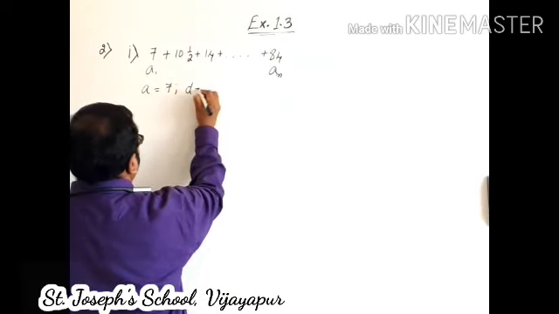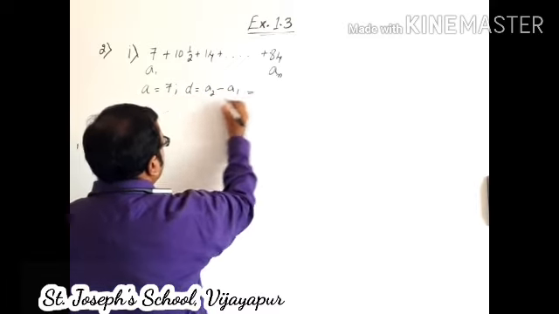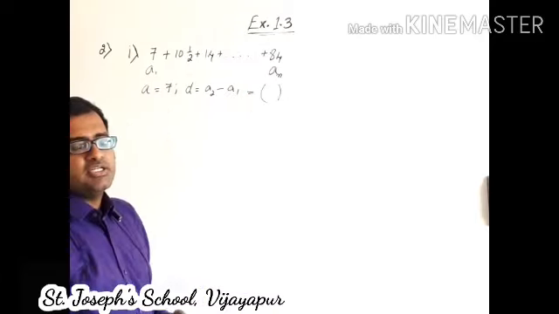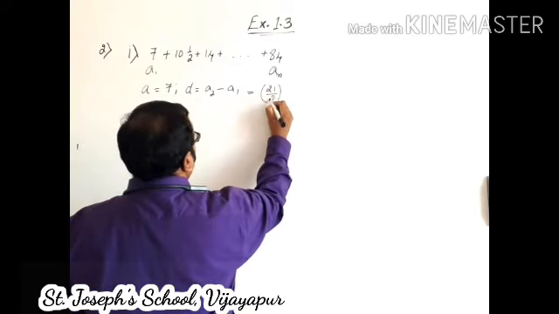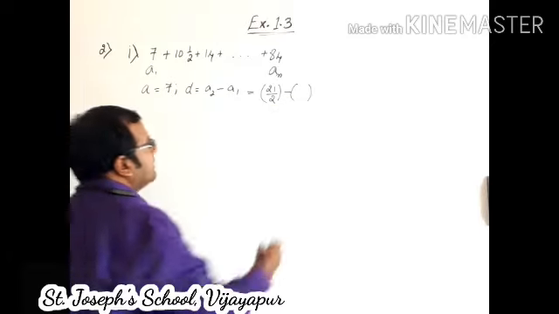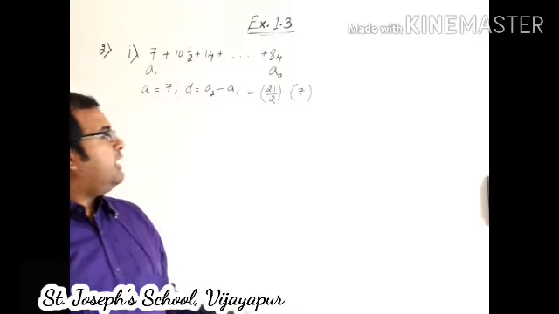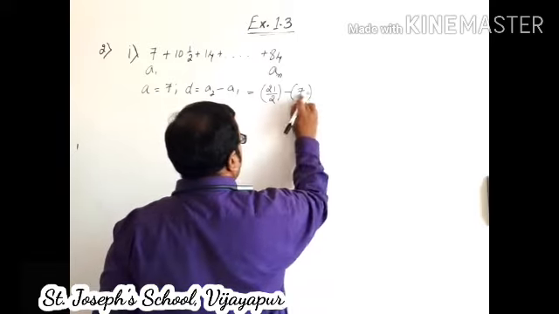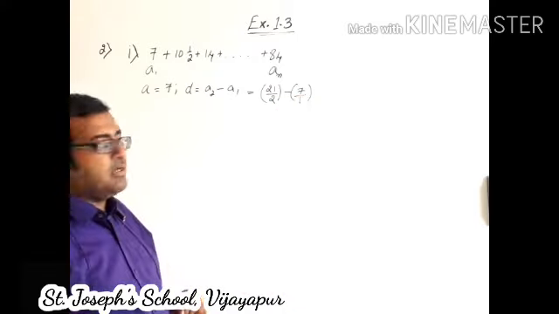We will note down that d is equal to a2 minus a1. a2 is 10 and a half. I am going to convert the mixed fraction into an improper fraction, so it will become 21 upon 2 minus a1. a1 is nothing but 7. But while doing subtraction and addition, I would like to have both of them as fractions. So 7 can also be written as 7 upon 1.